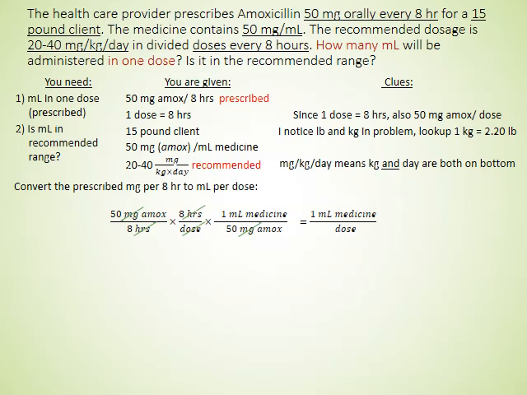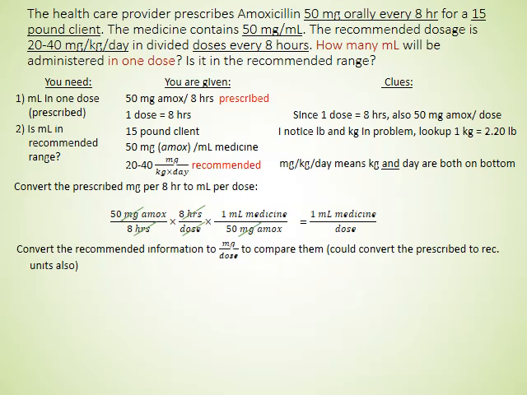The second conversion factor is going to use the milligrams and milliliters conversion. Since we have 50 milligrams of amoxicillin in our starting factor, we're going to put the milligrams of amoxicillin units on the bottom of the second conversion factor, and we'll put the milliliter of medicine on the top. And from this, we recognize that it turns out to be 1 milliliter of medicine per dose. The second question is a little bit trickier. We now have to compare milligrams per dose to the milligrams per kilogram per day.